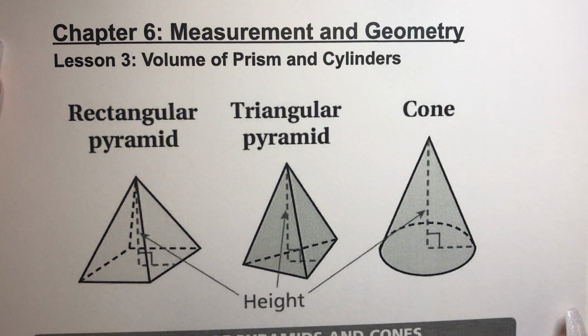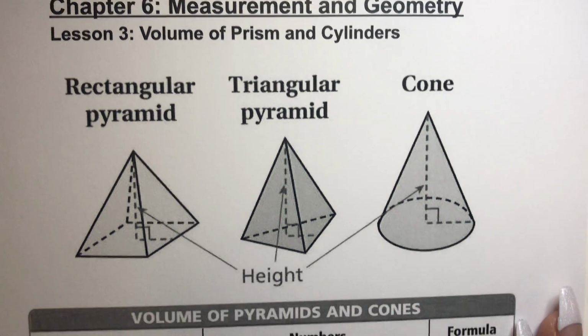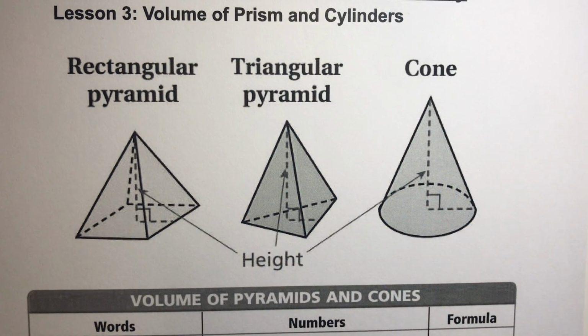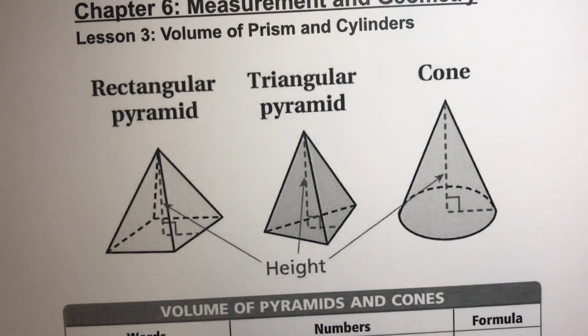Hi, welcome back for Chapter 6, Measurement and Geometry. Today we're focusing on Lesson 3, Volume of Prisms and Cylinders. So we're going to be looking at these different figures today and finding the volume of them.